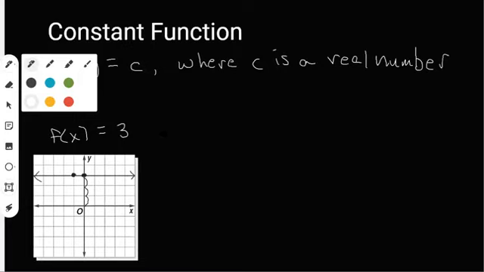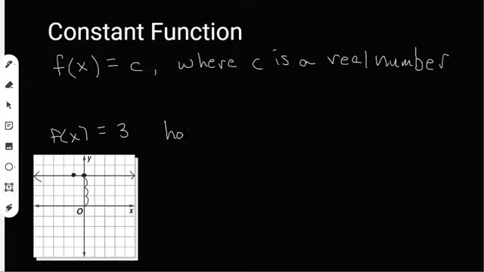So all this is, it's a horizontal line at y equals c, where c is any real number, like I was saying. So this is just a horizontal line. That's all it is. This is the most basic type of parent function you'll ever see. Another way you can think about it is it's a line with a slope of 0.